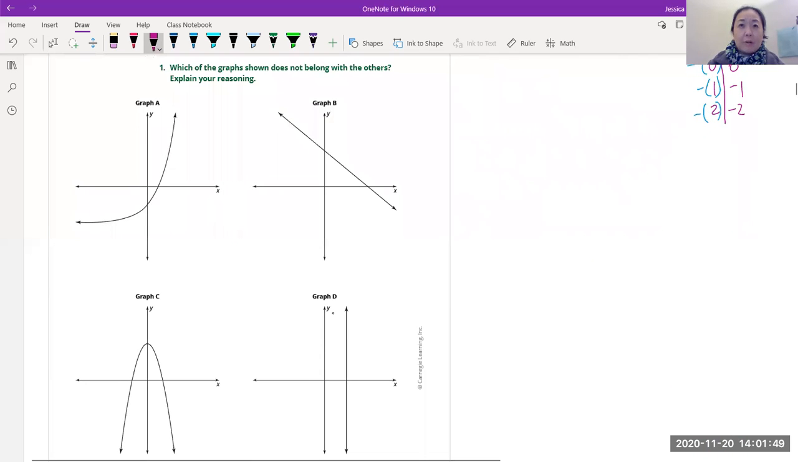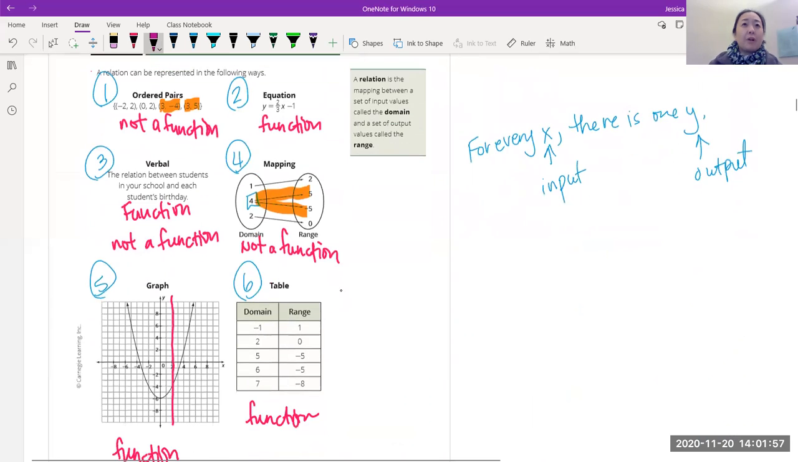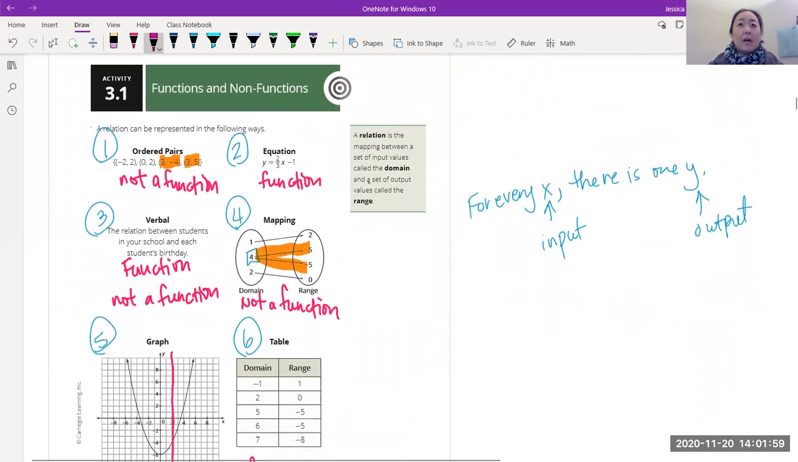Which one is the odd one, right? There are some reasons for all of these, so there was actually no wrong answer. And then we're going to review function, not a function, right? This is basically a review of what we've been doing since we were in a different packet, in a different book. So this is a good review.